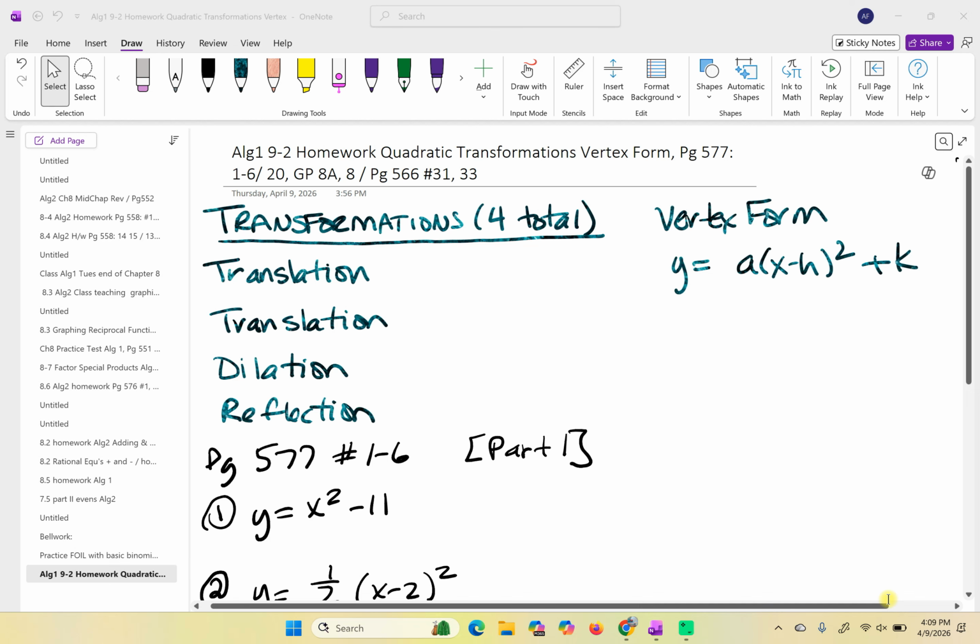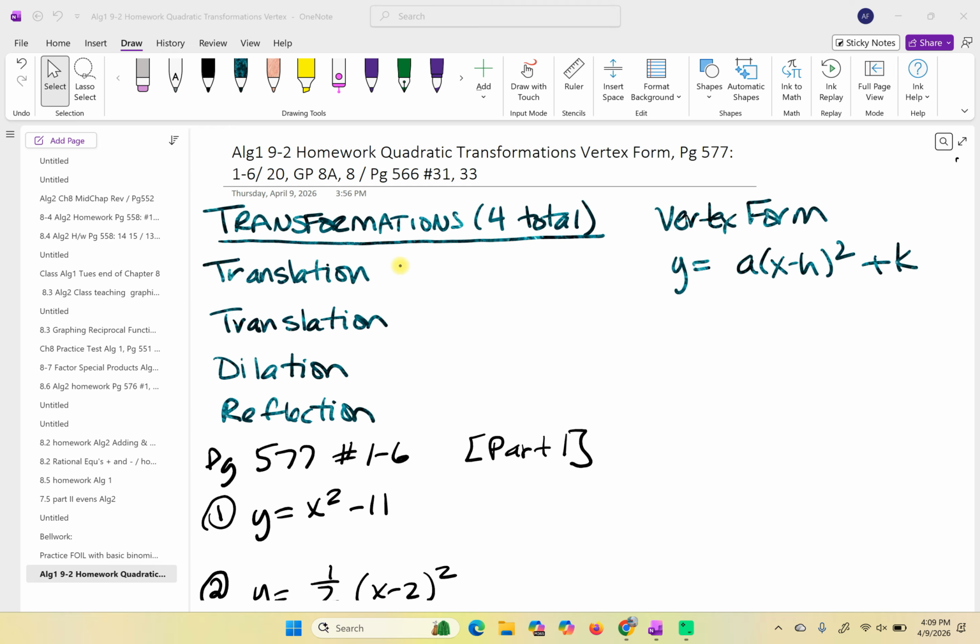Homework video for Chapter 9, Lesson 2, Quadratic Transformations and the Vertex form. Quick review of transformations that we did in class. There are 4 transformations to a quadratic graph.